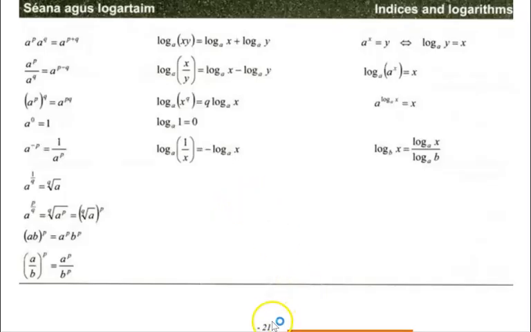This is page 21 of your formula book. Indices and logarithms. For Leaving Cert ordinary level maths, you will only need the left-hand side. So ignore all the logs. That's just for Leaving Cert higher level maths.